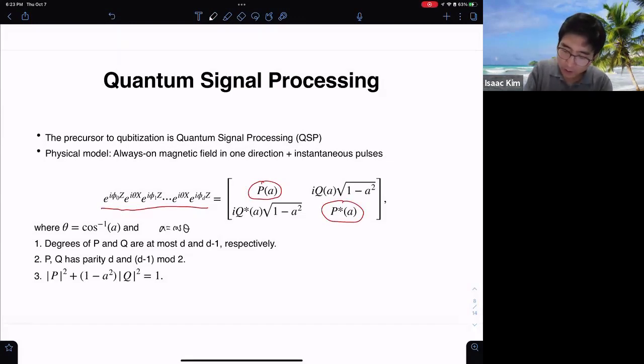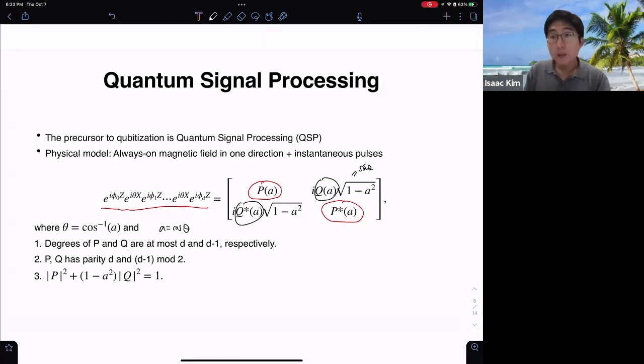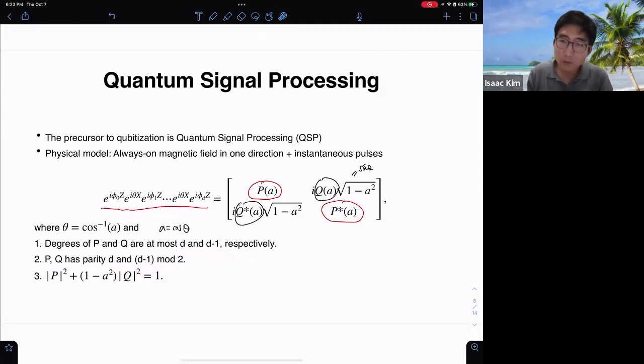And in the off-diagonal part, you will have some polynomial of A and its complex conjugate times a square root of 1 minus A squared. Of course, this is like sine theta up to a sign. Moreover, these polynomials are not just completely random polynomials. They have a degree of at most d and d minus 1, respectively, and they have an even or odd parity. So if p is an even function, q is an odd function, and if p is an odd function, then q is an even function.